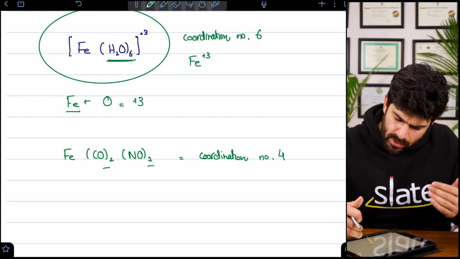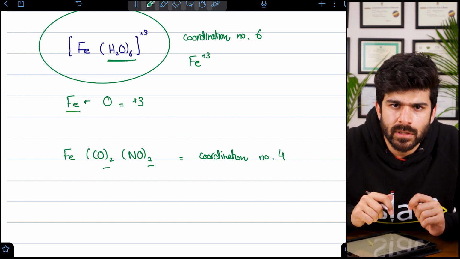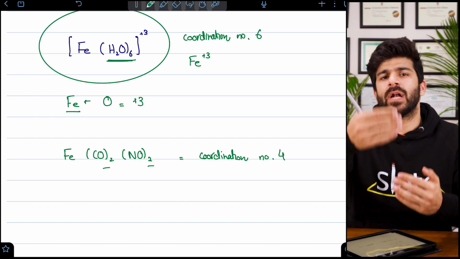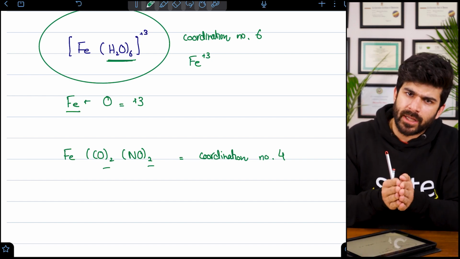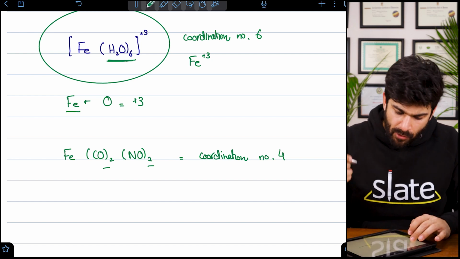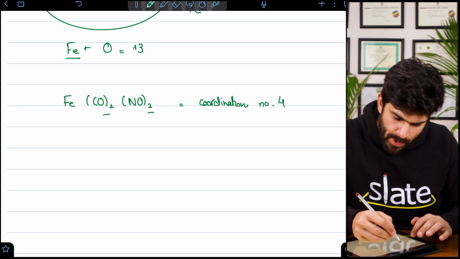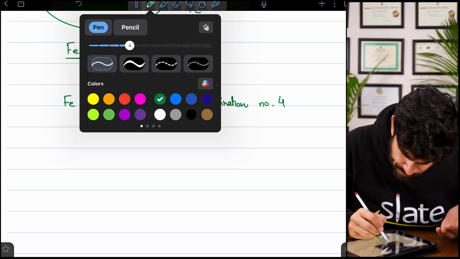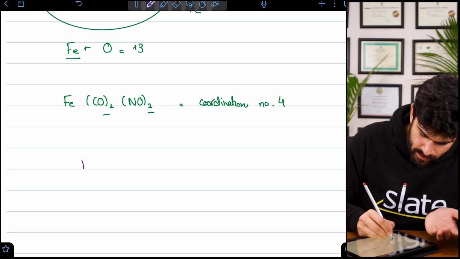Now, here iron is making 4 bonds, there it's making 6 bonds. That depends on the size of the ligands. That we will talk about later. That will further change the shape of the complex. But for now, how can even iron make 6 bonds? Remember, let's make the electronic configuration of iron.